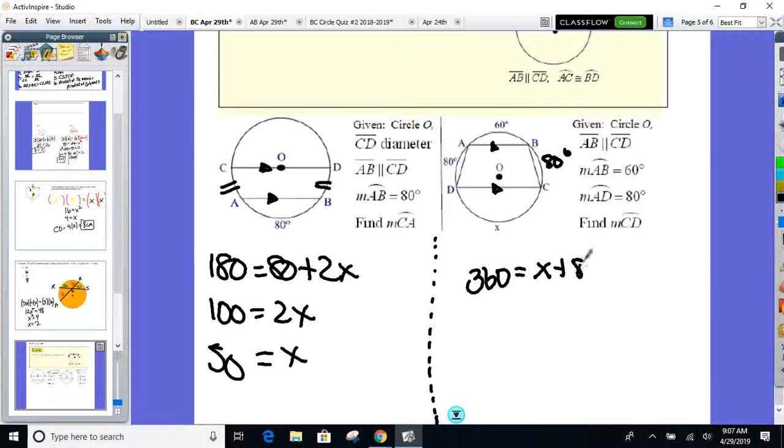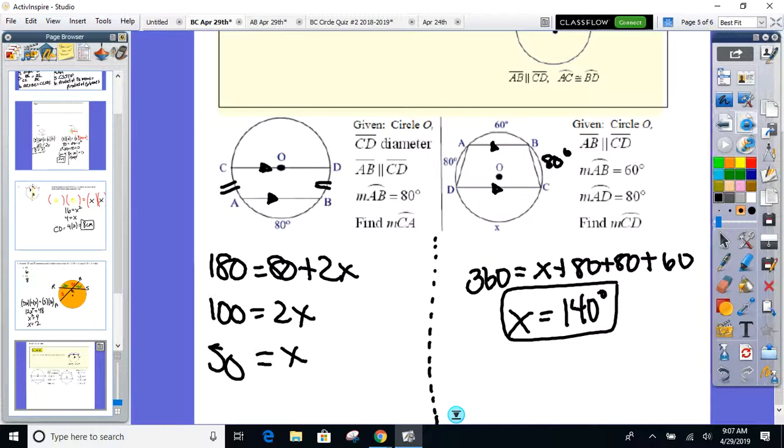Yep, I got you. All those arcs add up to 360, and I know the BC and AD were congruent because the chords were parallel. What'd you have for the final arc? 140. Can I get a confirmation there? 140. And then this final.